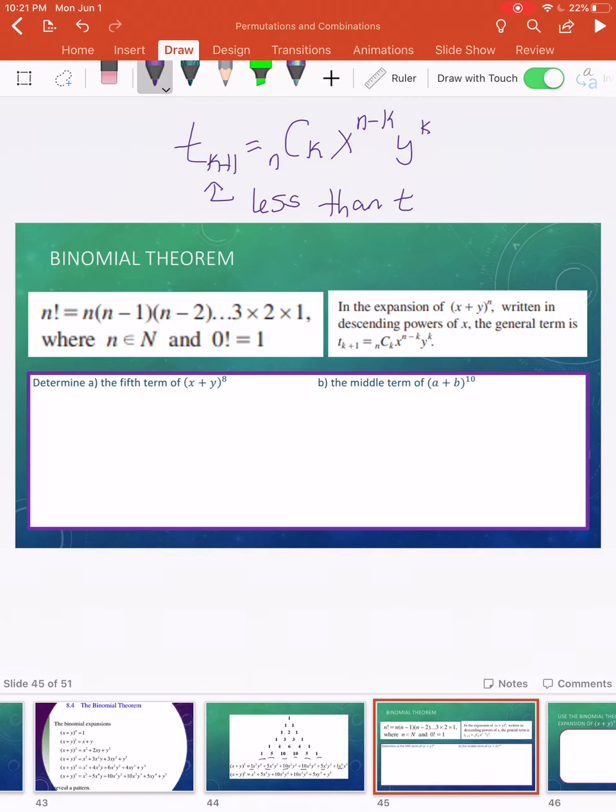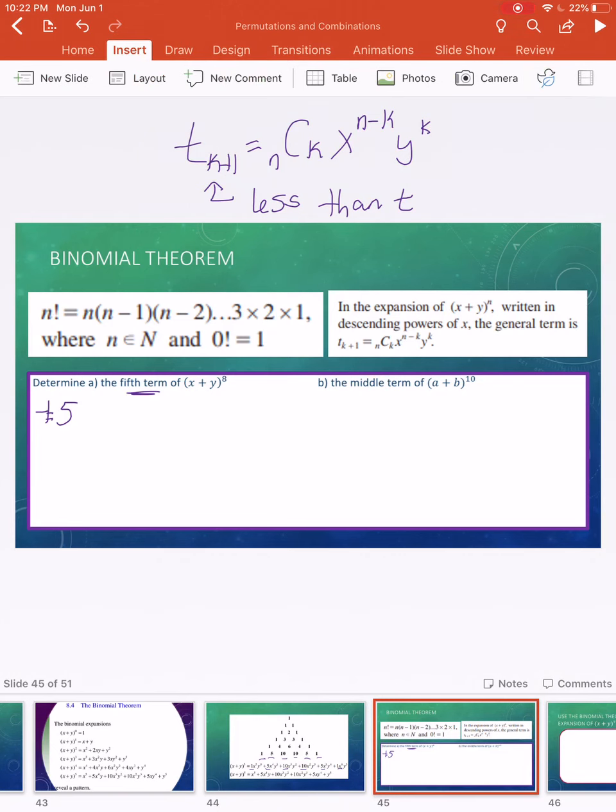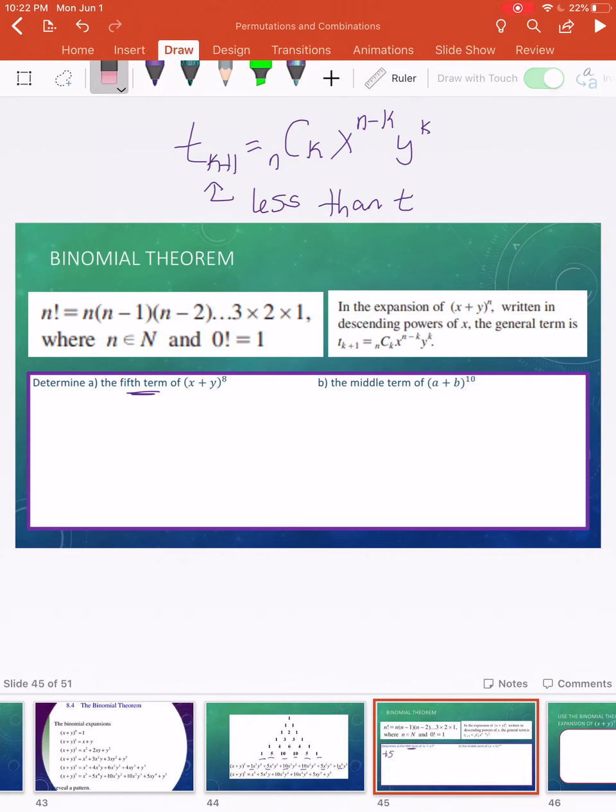Okay, so determine the fifth term of (x plus y) to the power of 8. When we look at this formula, we're going to make a legend. We're looking for the fifth term, which means t equals 5. That means k has to be 1 less than t, so k would therefore be 4. And n is always going to be your exponent. My exponent here is 8, so my n value is 8.